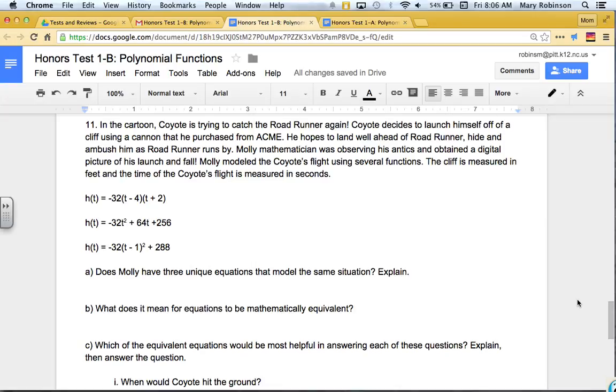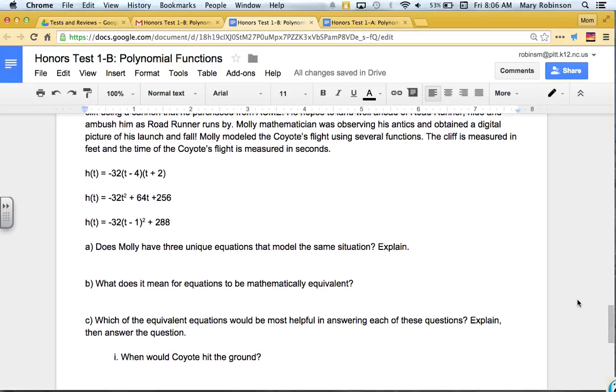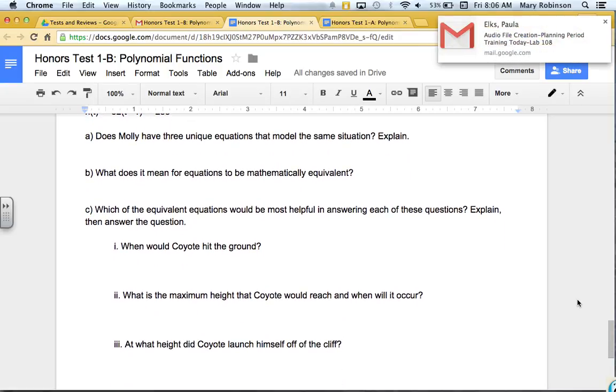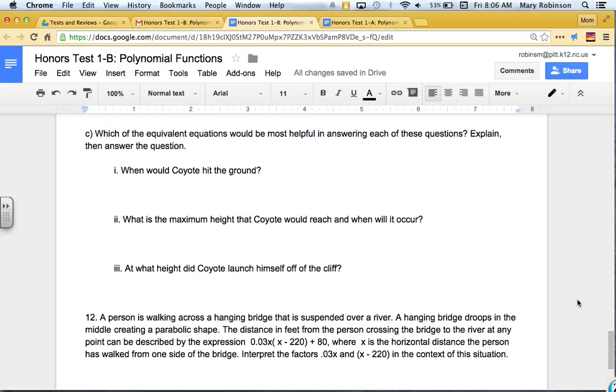A, does Molly have three unique equations that model the same situation? Explain. B, what does it mean for equations to be mathematically equivalent? C, which of the equivalent equations would be most helpful in answering each of the following questions? Explain, then answer the question. I, when would Coyote hit the ground? II, what is the maximum height that Coyote would reach and when will it occur? III, at what height did Coyote launch himself off of the cliff?